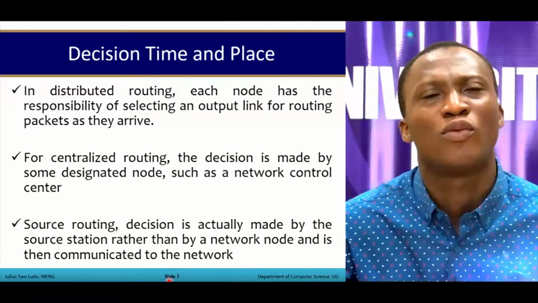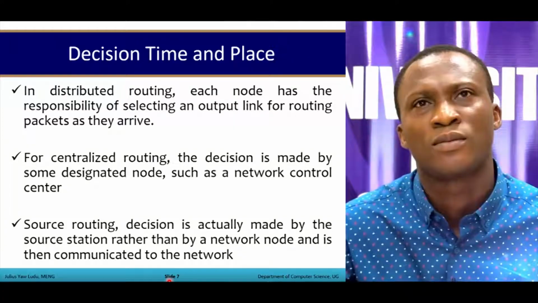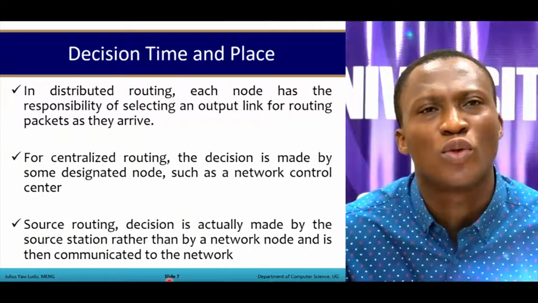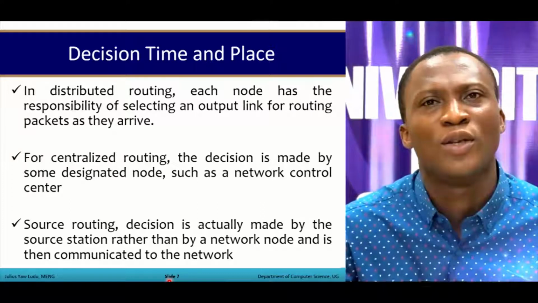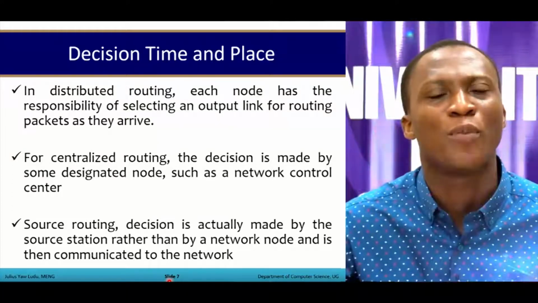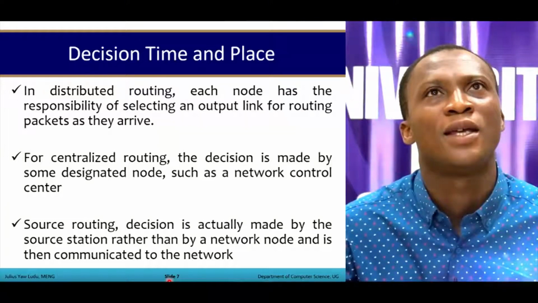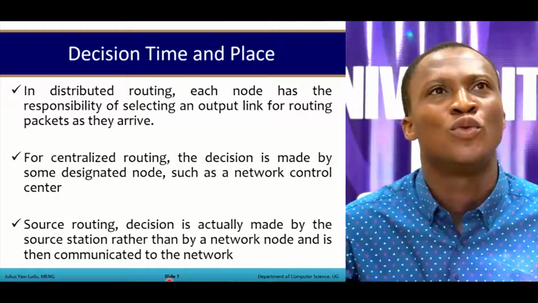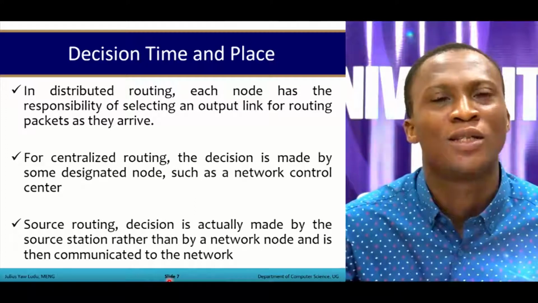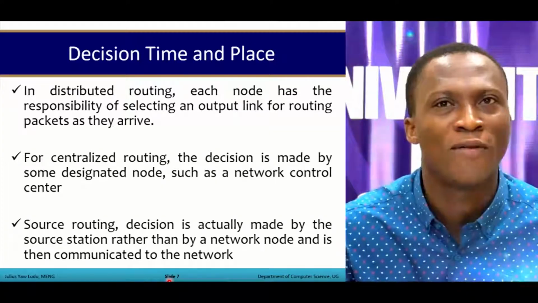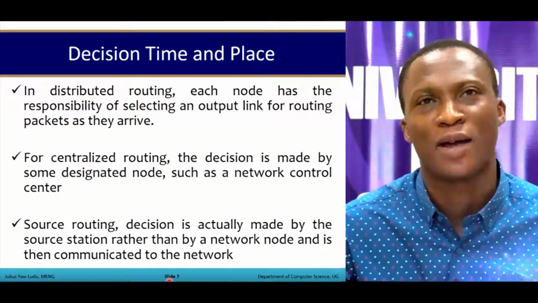For centralized routing, the decision is made by some designated node. And this can be a network control center. So it's like having a pool of routes, and you make a request to that pool. So for instance, if I'm going to say Accra, I go to say Medina Station. There are a whole lot of destination cars there. I can pick one of them. Depending on which route the driver uses, I get to Accra.